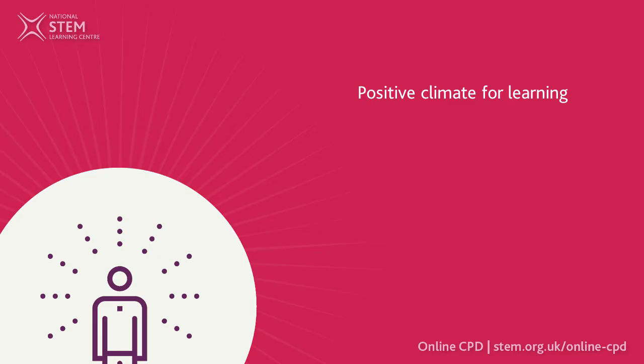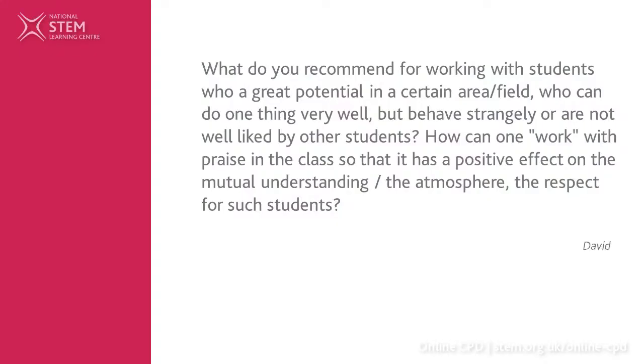Yeah, absolutely. Thanks for that. And so the next one is around positive climate for learning. And David had a question. What do you recommend for working with students who have a specific gift, a great potential in a certain area or field, who can do one thing very well but behave very strangely, or are not very well liked by other students, sometimes dominant ones? How can one work with praise in the class so that there's a positive effect on the mutual understanding and the atmosphere, the respect for such special students? Or is this the completely wrong way or place of doing it?